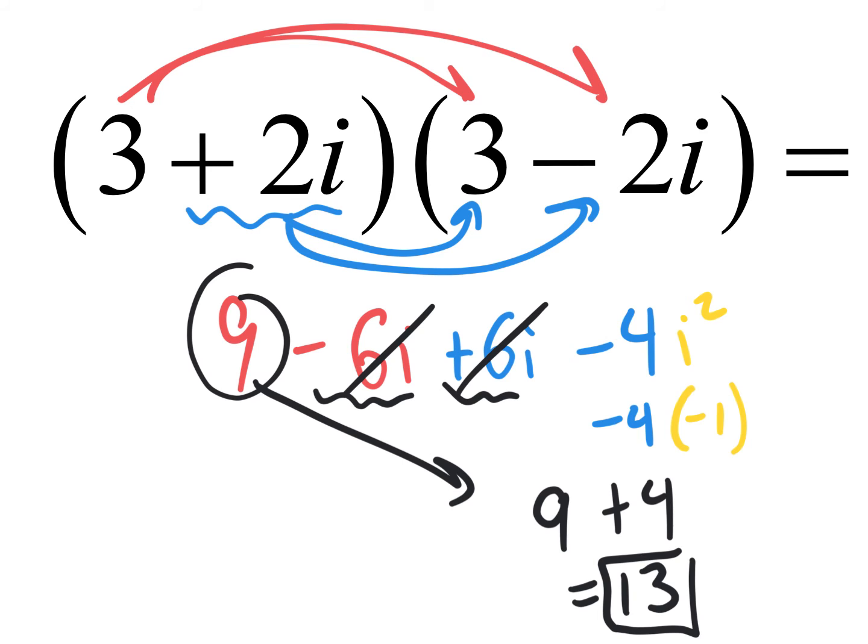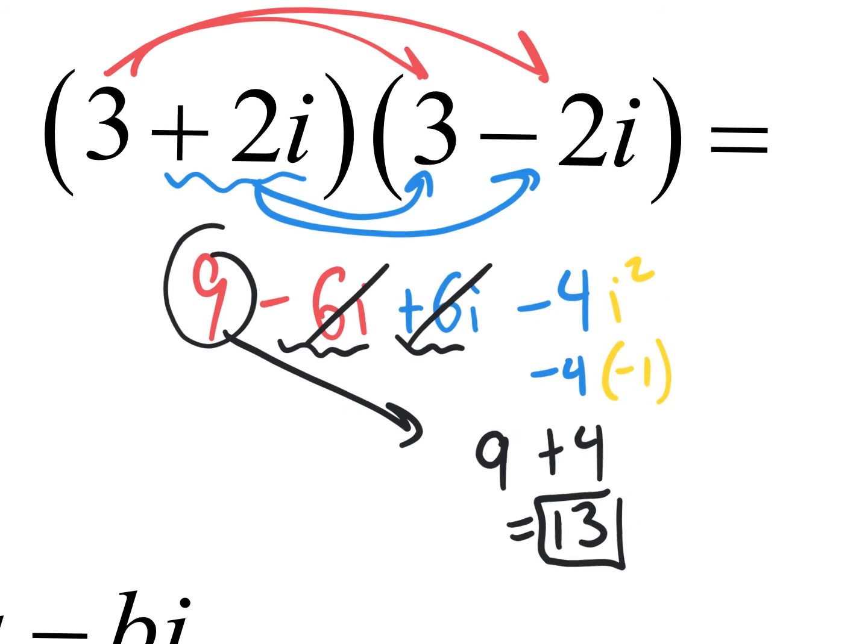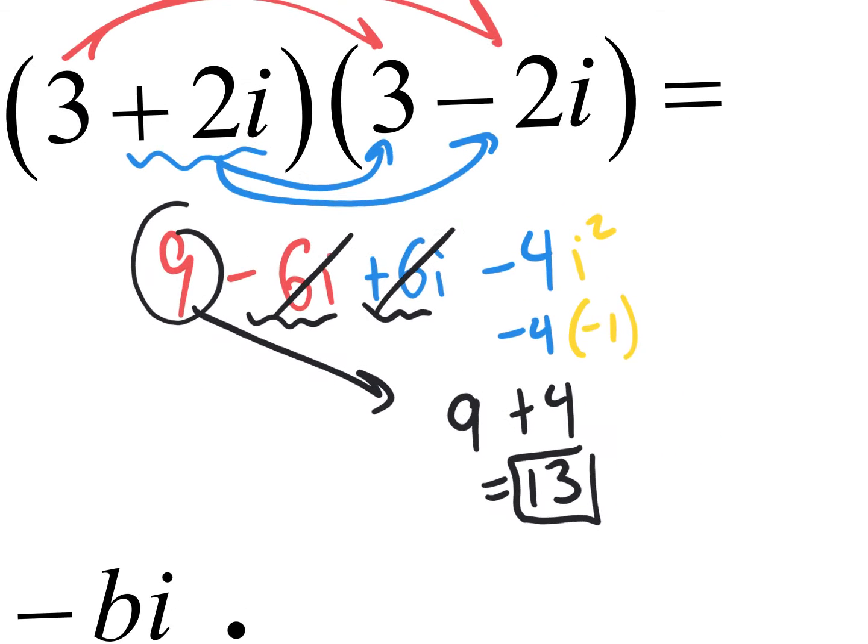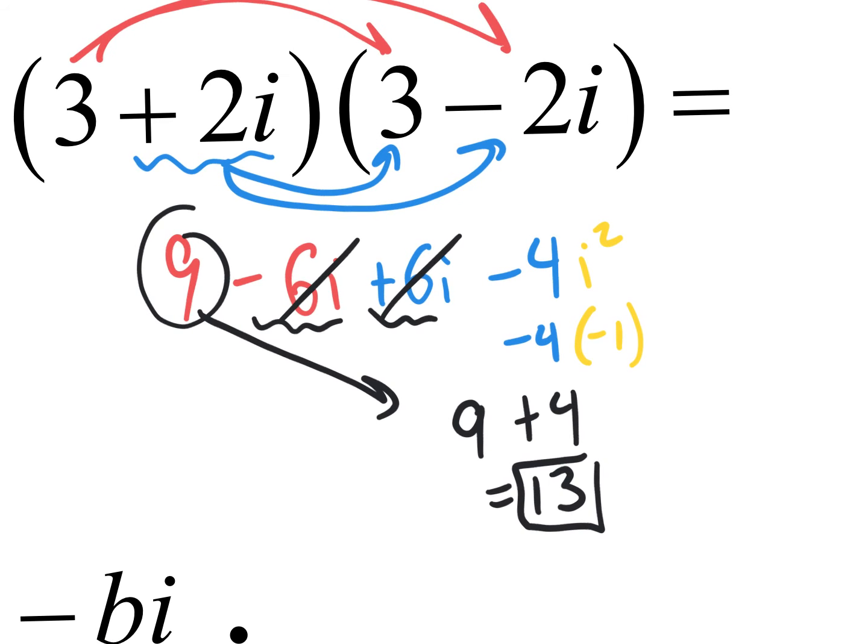So I accidentally wrote negative 2i squared instead of 4. Okay, all right. So that's my mistake. So multiplying by the conjugate is a beautiful thing, right?